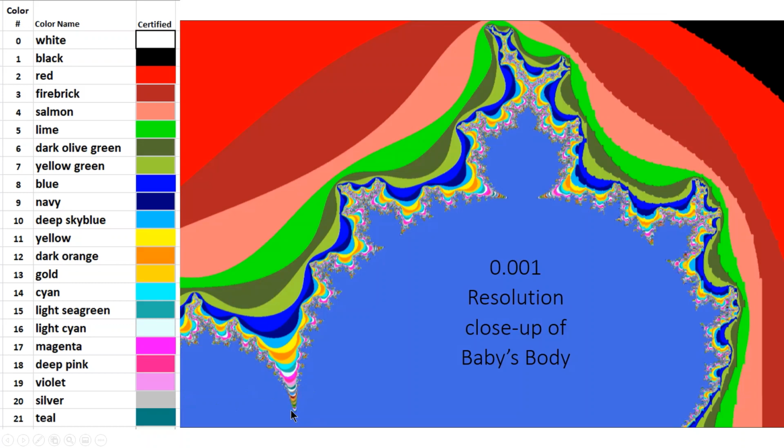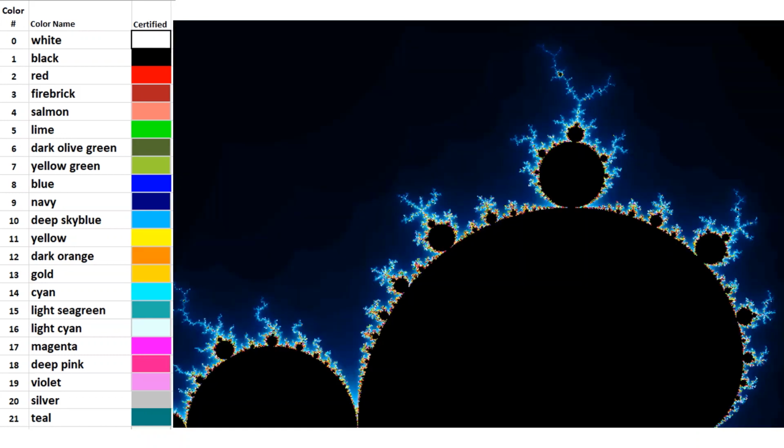Question: what do you think would happen if we got rid of all these colors? What do you think would happen if we didn't pay any attention to loop counts 40 and below? What if we were to erase and eliminate and delete all information, loop count 40 and below? What do you think we'd get? We'd get a naked Mandelbrot.